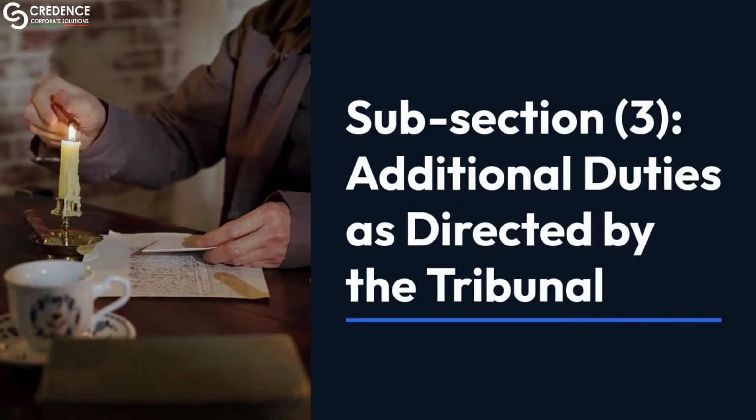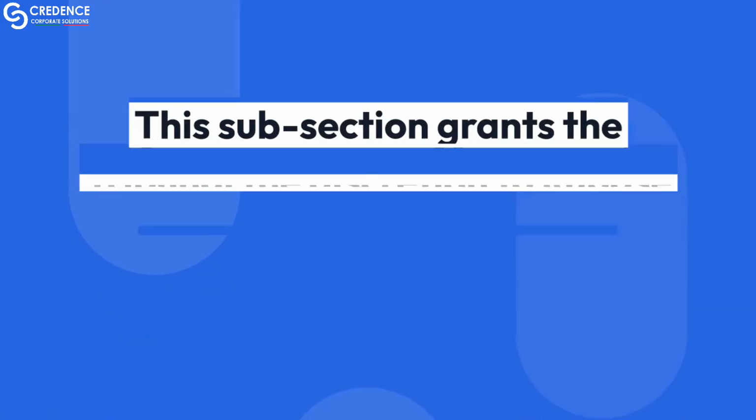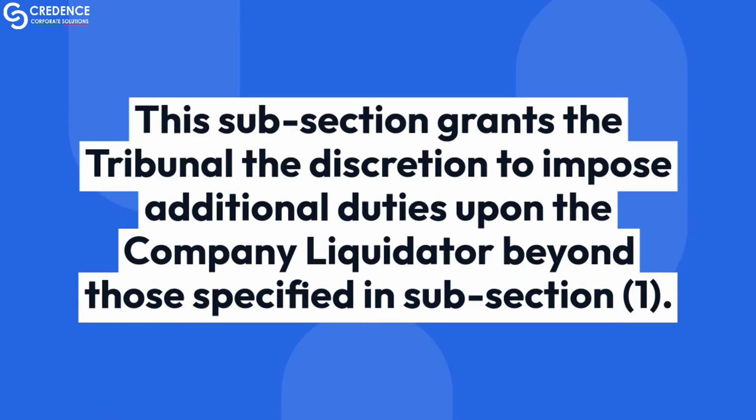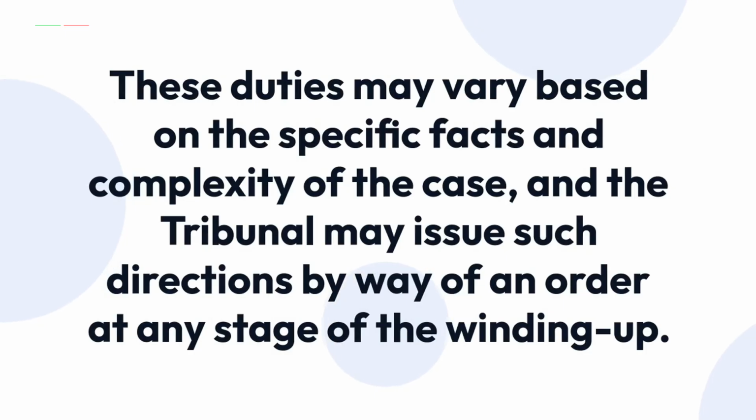Subsection 3. Additional duties as directed by the tribunal. This subsection grants the tribunal the discretion to impose additional duties upon the company liquidator beyond those specified in subsection 1. These duties may vary based on the specific facts and complexity of the case, and the tribunal may issue such directions by way of an order at any stage of the winding up.